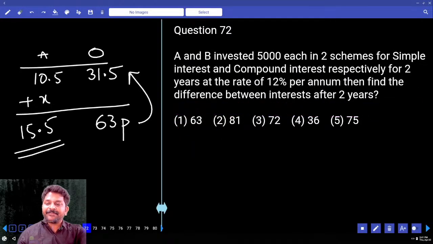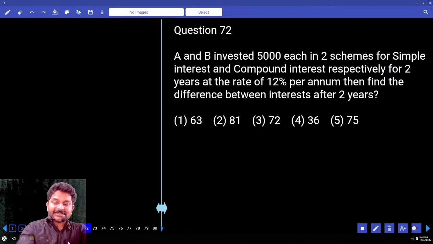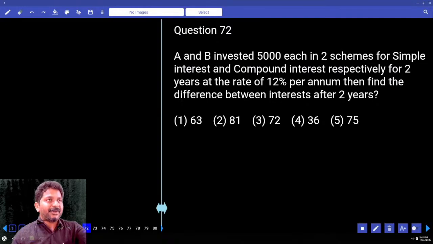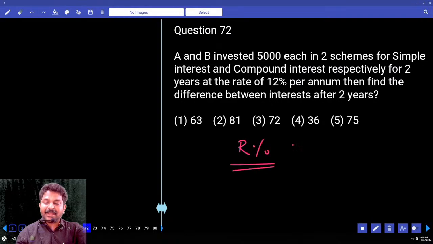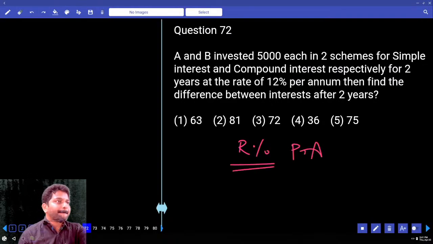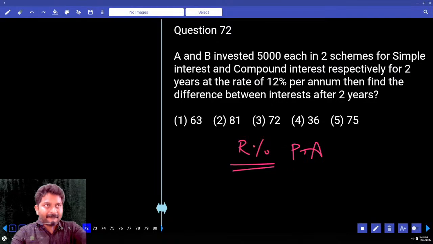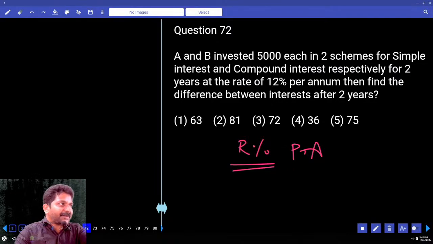A and B invested 5,000 each in 2 schemes for simple interest and compound interest respectively for 2 years at the rate of 12% per annum. Then find the difference between interest after 2 years. What is the difference between simple interest and compound interest for 2 years if the rate of interest is R% per annum?